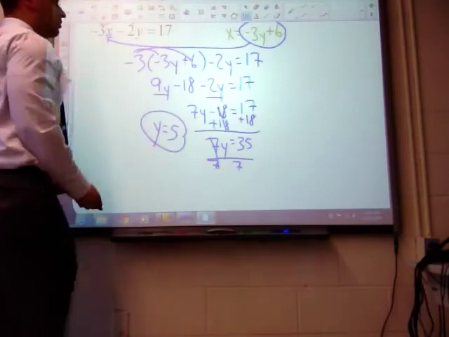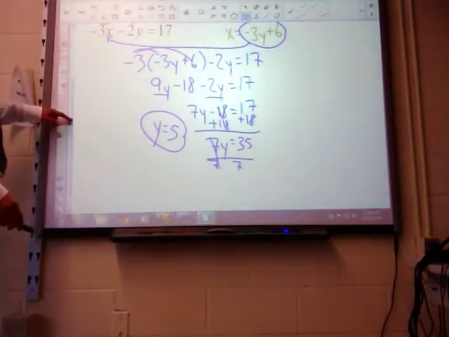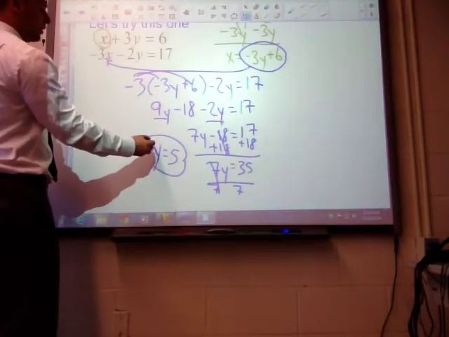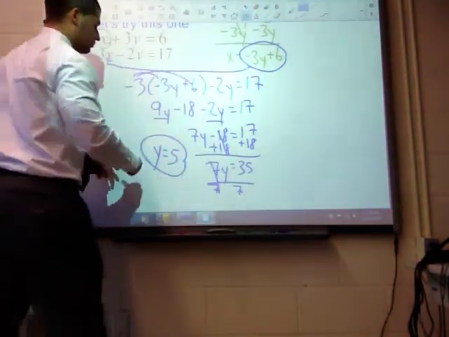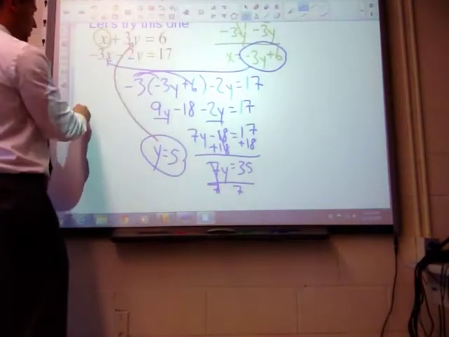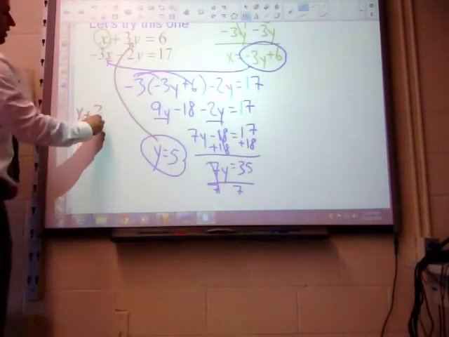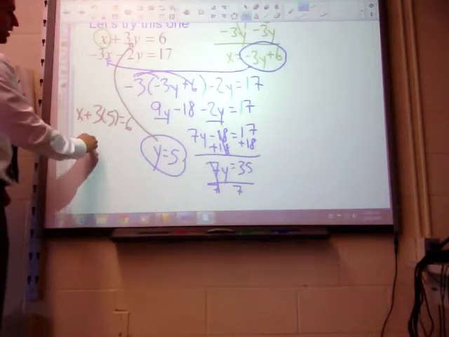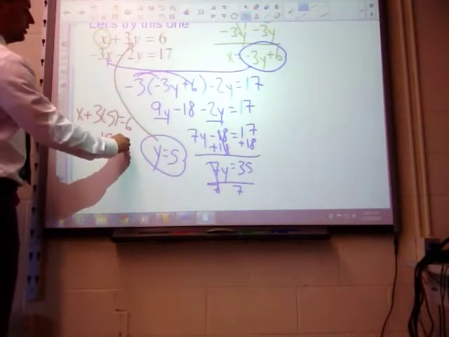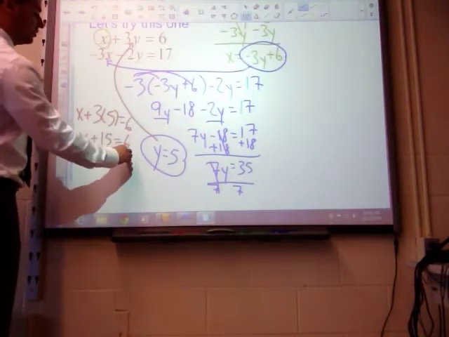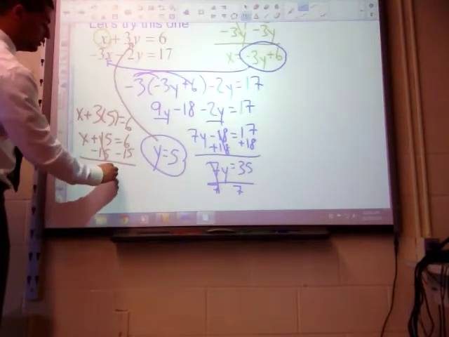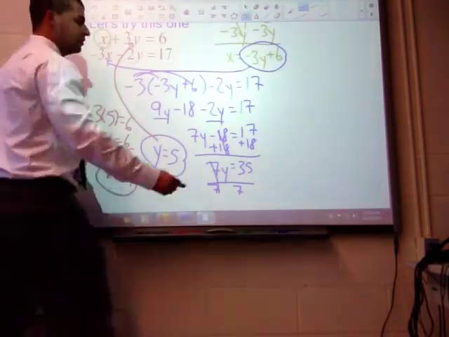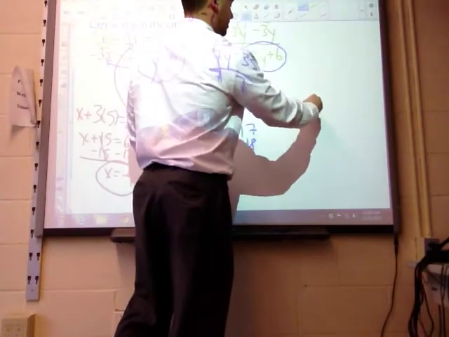So now I have one of my variables solved for. And I can plug that back into either one of my original equations. I'll choose this one and plug it in for y. So y equals 5, let's plug it in. X plus 3 times 5 equals 6. X plus 15 equals 6, subtract 15, and x equals negative 9. So again, my answer is a coordinate, negative 9, comma 5.